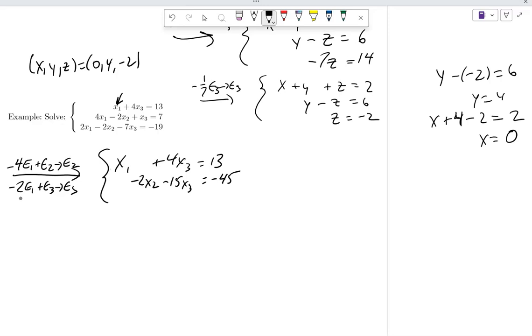What did you get for the third equation? You get the exact same thing? Yeah. Okay.